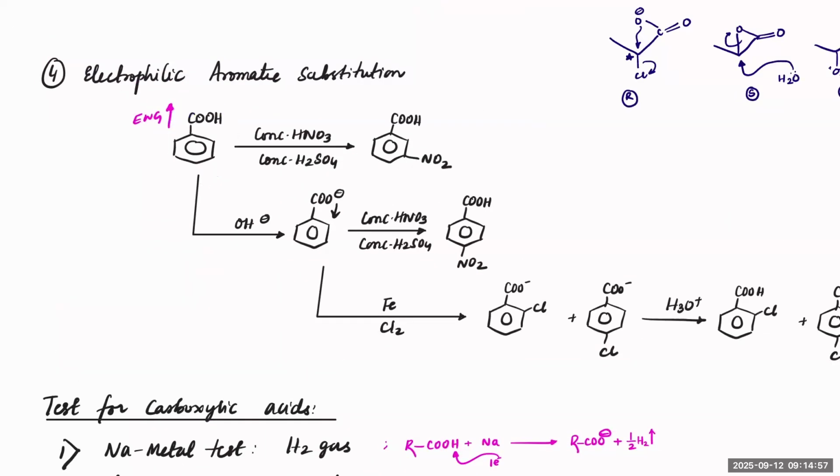Carboxylic acids, such as benzene carboxylic acid, will also undergo electrophilic aromatic substitution. At the meta position, we can get nitration happening because COOH is a withdrawing group. It is a meta directing group. But if I react that with OH minus, this OH minus can take H plus from here and convert it into carboxylate. Got it? And COO minus is a donating group, because of which now the nitration happens at the ortho or para position. Para usually is major.